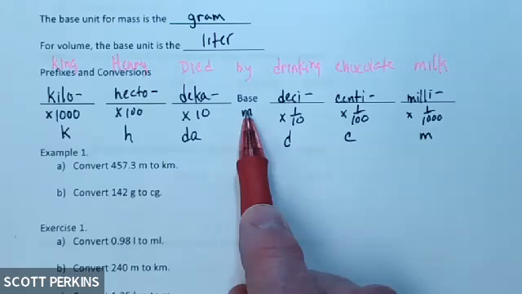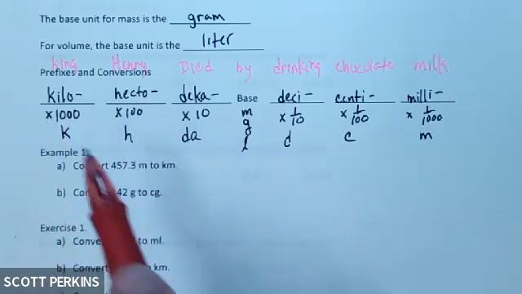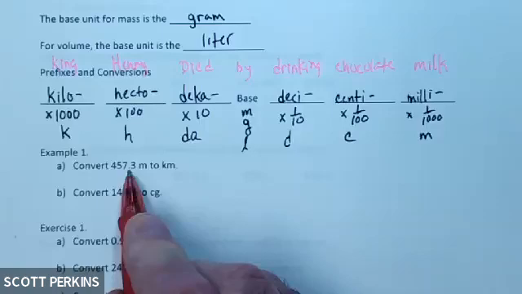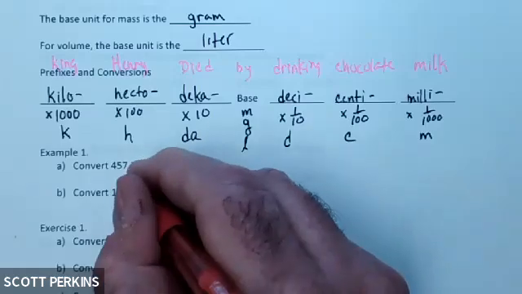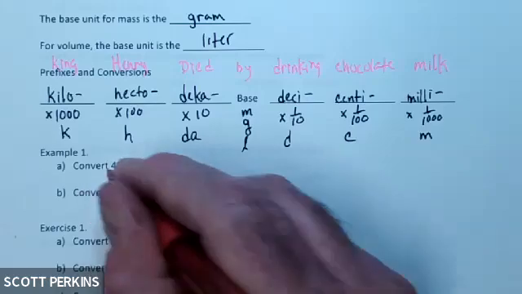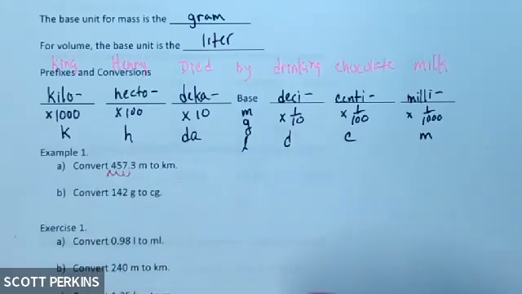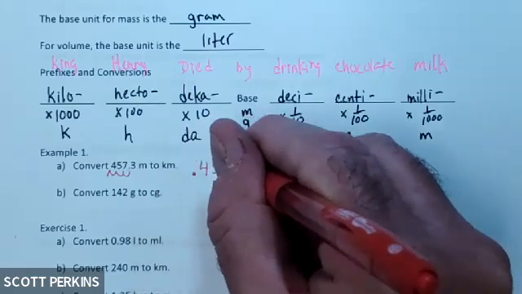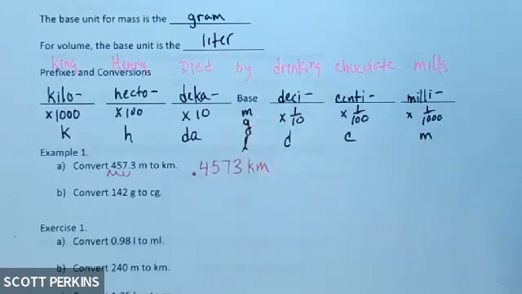What do I have to do? How many hops and in which direction do I have to go to get the prefix kilo? You go 3 to the left, 1, 2, 3 hops to the left. So because of that, I'm gonna take the decimal. Because the metric system's base 10, converting is just this easy. I am now going to take this decimal and I'm going to move it 1, 2, 3 hops to the left. And so that means that my new number is 0.4573 kilometers.